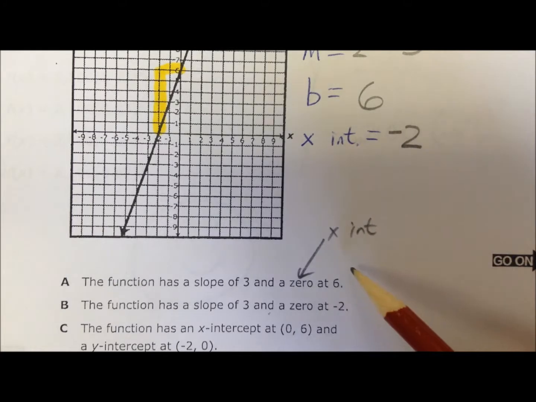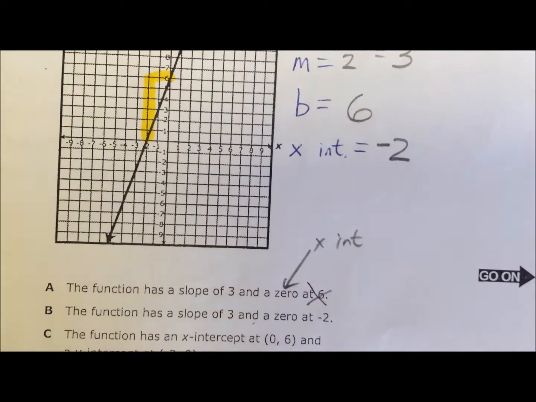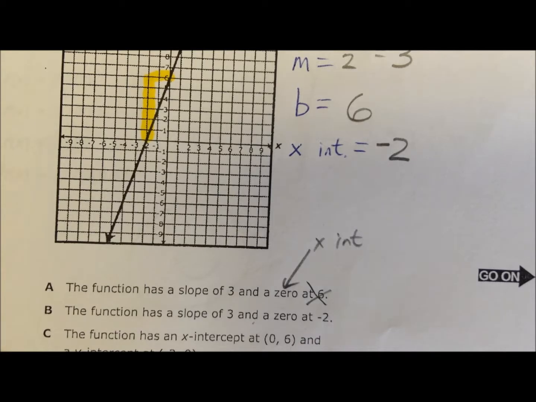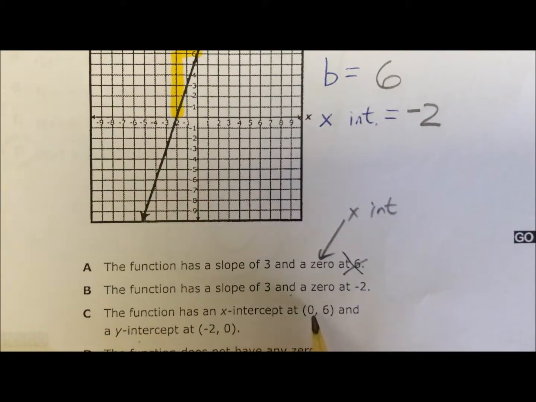Well, that's not true. Sorry. Function has a slope of 3 and a 0 and -2. Okay, that one appears to be true. Let's just go ahead and make sure that we double check, see if they're not trying to slide one past us. Function has an x-intercept at 0, 6.